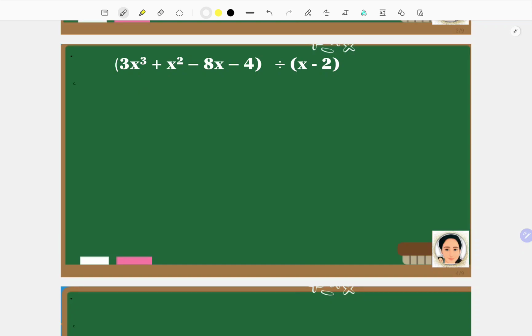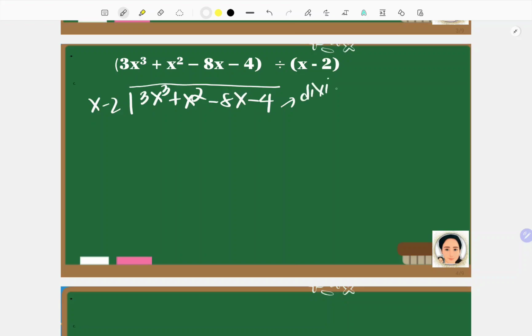So we have 3x cubed plus x squared minus 8x minus 4 divided by x minus 2. So this is called the dividend. Then this one is the divisor. So you have to divide the first term of the dividend by the first term of the divisor. So I will show you how to divide.